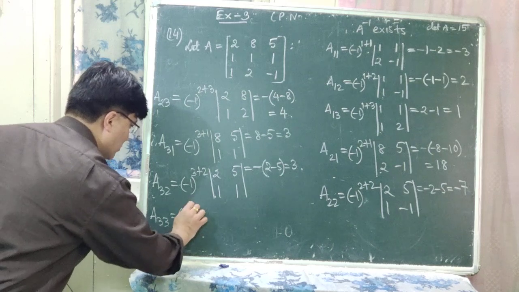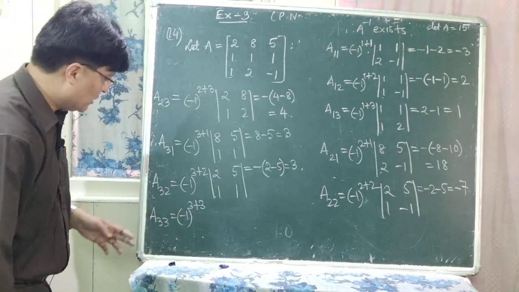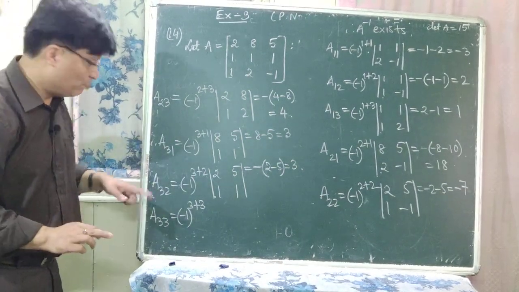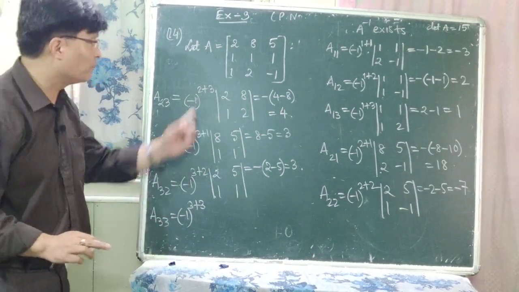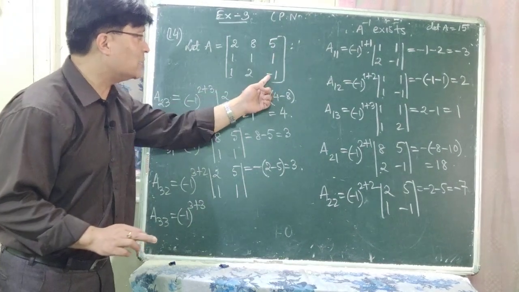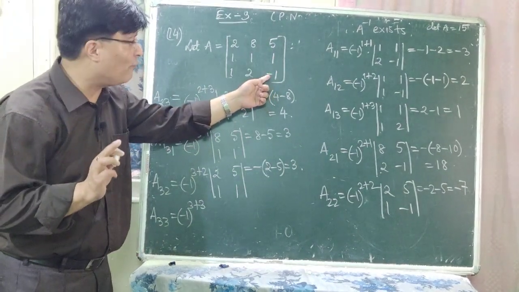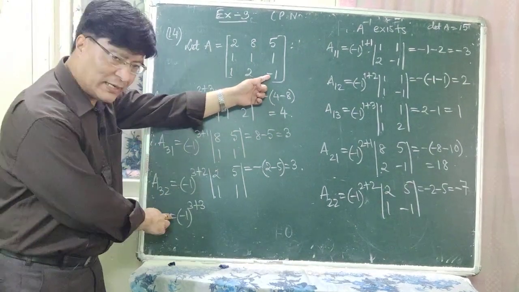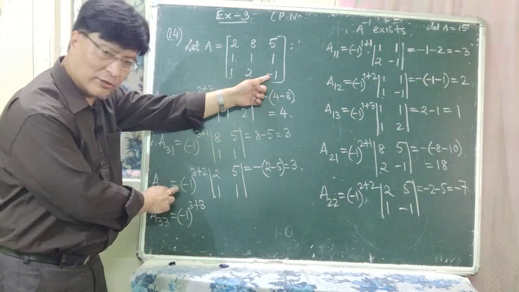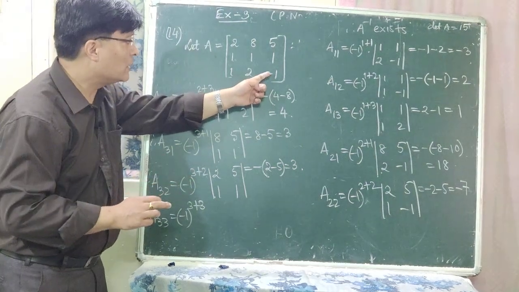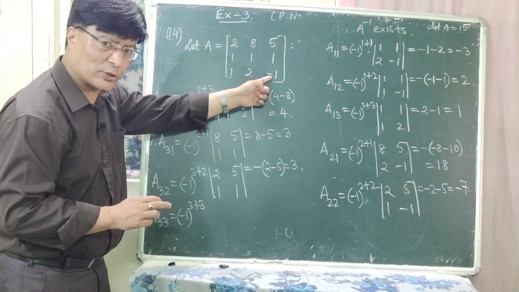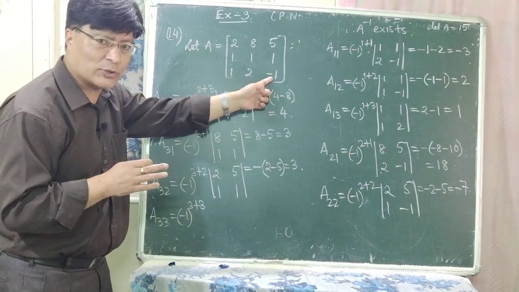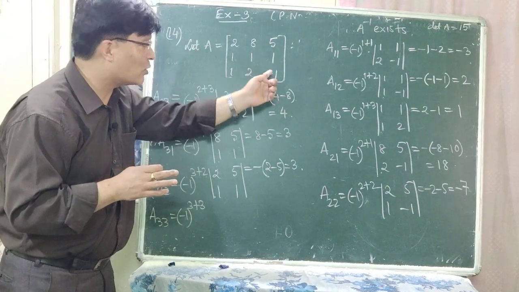So next is your capital A33. Consider the sign minus 1 to the power 3 plus 3. So again, what is meant by capital A33? Cofactor of the element belonging to the third row and third column. That means minus 1. You have to get the cofactor of minus 1. We have already considered the sign. Now delete the row and the column through the element minus 1. That means this third row and third column are deleted.